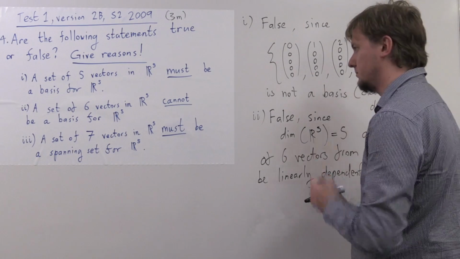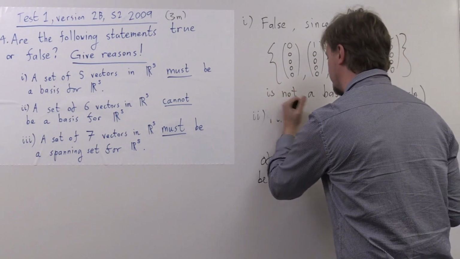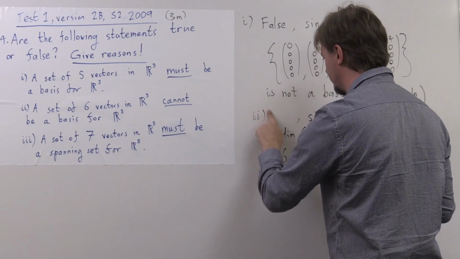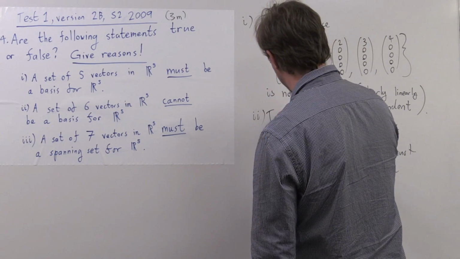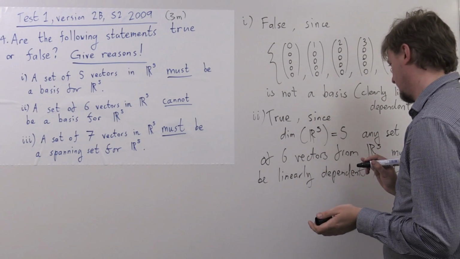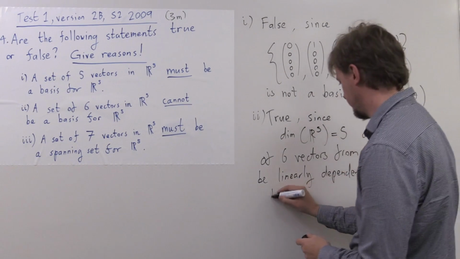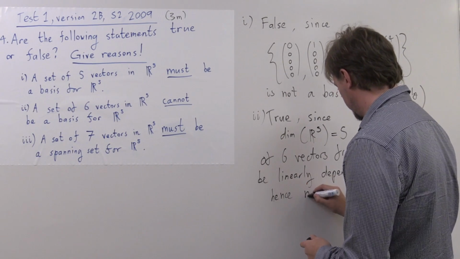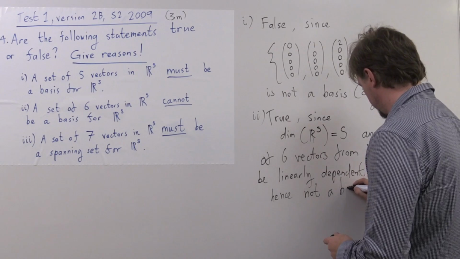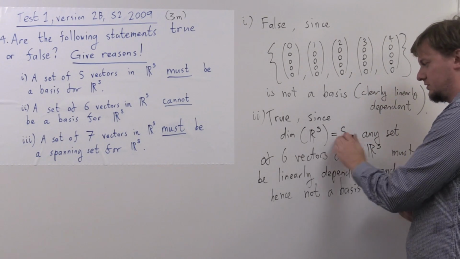And hence, oh wait, did I say false? No, sorry, this is true. So I'm agreeing with this statement. This statement is a true statement. So this is true because it just can't be done. So yes, it must be linearly dependent and hence not a basis. And so the important fact here is 6 is greater than 5.